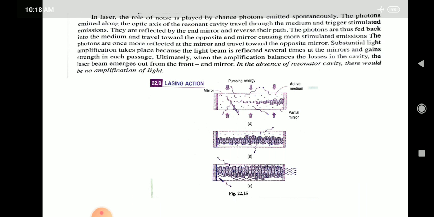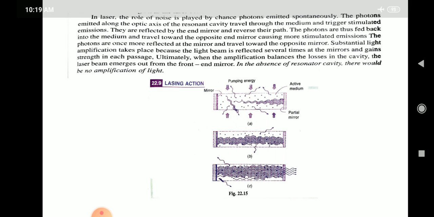In laser, the role of noise is played by the chance photons emitted spontaneously. The photons emitted along the optic axis of the resonant cavity travel through the medium and trigger stimulated emission. They are reflected by the end mirror and reverse their path. The photons are thus fed back into the medium and travel towards the opposite end mirror, causing more stimulated emission. The photons are once more reflected by the mirror and travel towards the opposite mirror.